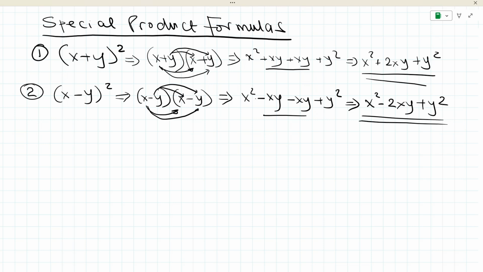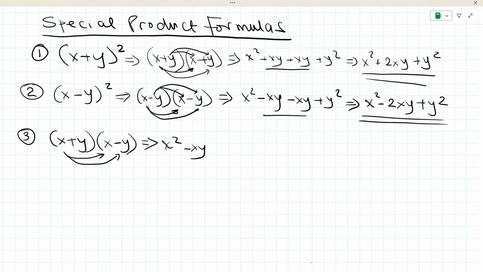Right. And then finally, the third product formula will be a combination of these two, x plus y into x minus y. And this will give us, again, we distribute out our expression and say x times x is x squared, x times minus y is minus xy, then y times x is positive xy, and then y times negative y will be negative y squared.